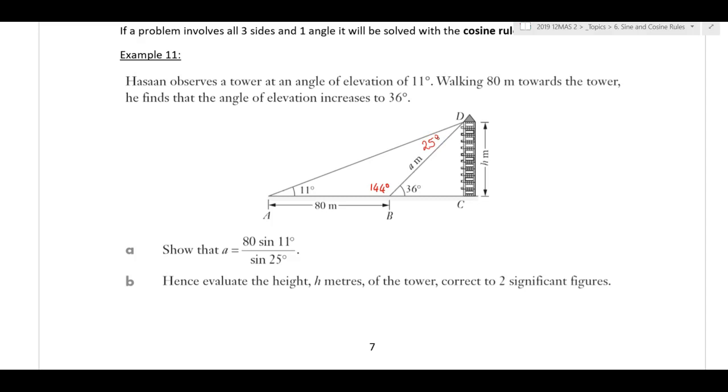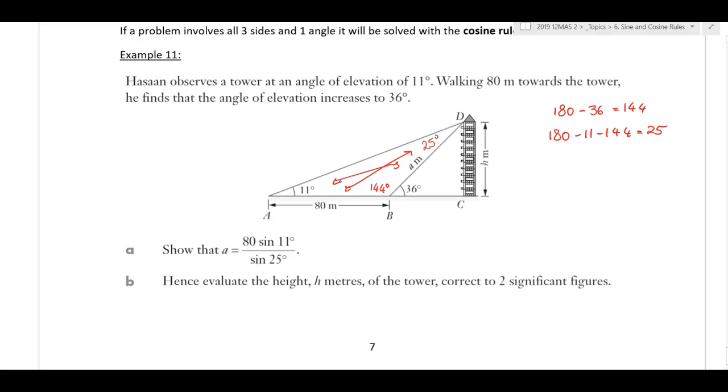It should be okay in an exam, as long as you write that on your diagram. That will demonstrate that you've calculated that. But if I say 180 minus 36 equals 144, and 180 minus 11 minus 144 equals 25. Now I have my 25 degrees and the 80, and the 11 and the A, my pair of opposite sides and angles.